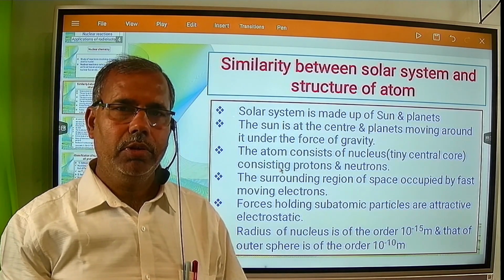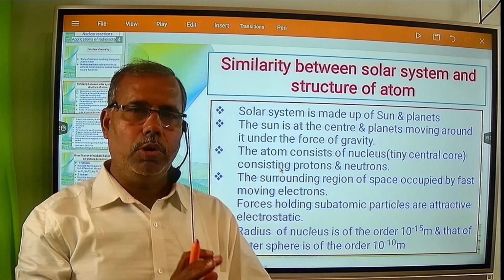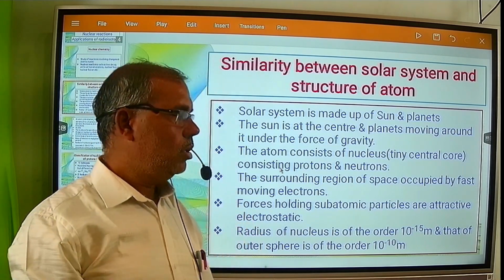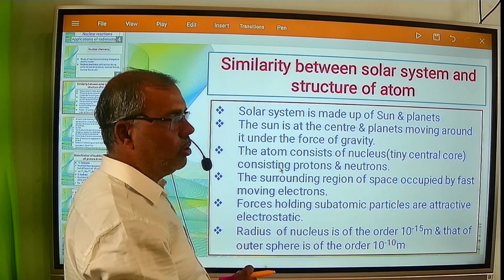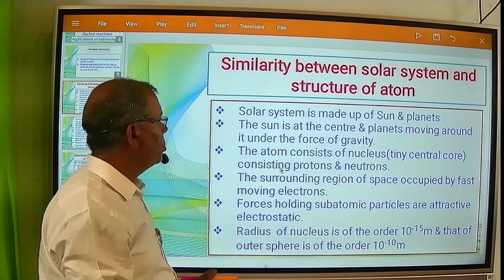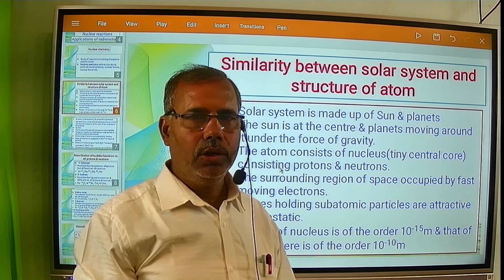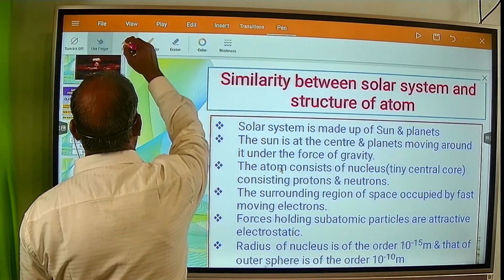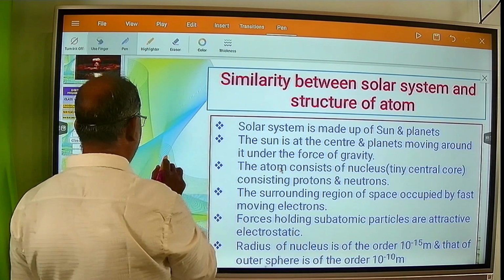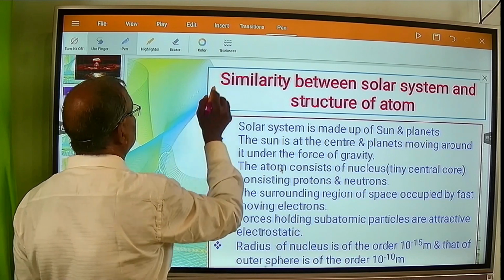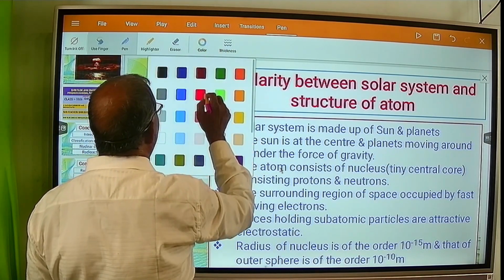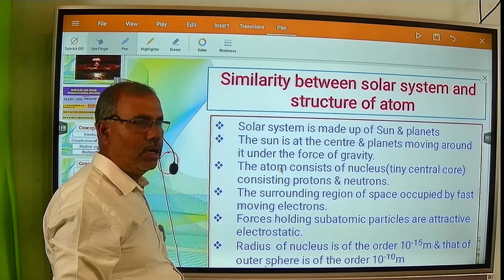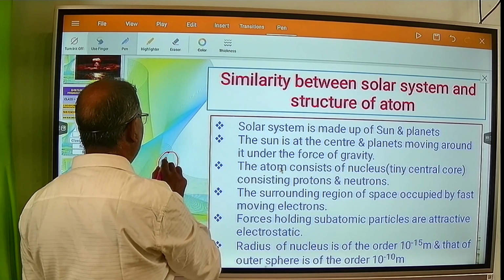So the central part, that is the nucleus, consists of protons and neutrons. So these are the nucleons which are present in the nucleus. Then the surrounding region of space is occupied by fast moving electrons. So around the nucleus, just like the planets in the solar system, the electrons are revolving around the nucleus. So in the surrounding space, the fast moving electrons are present.